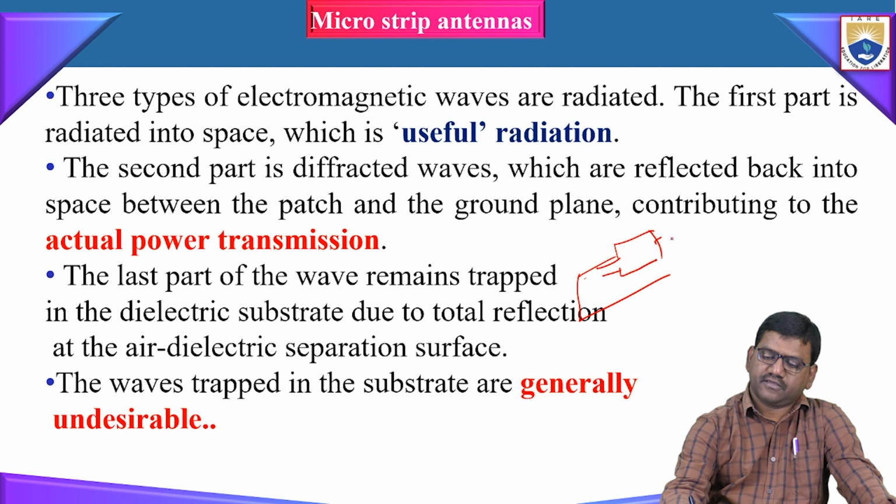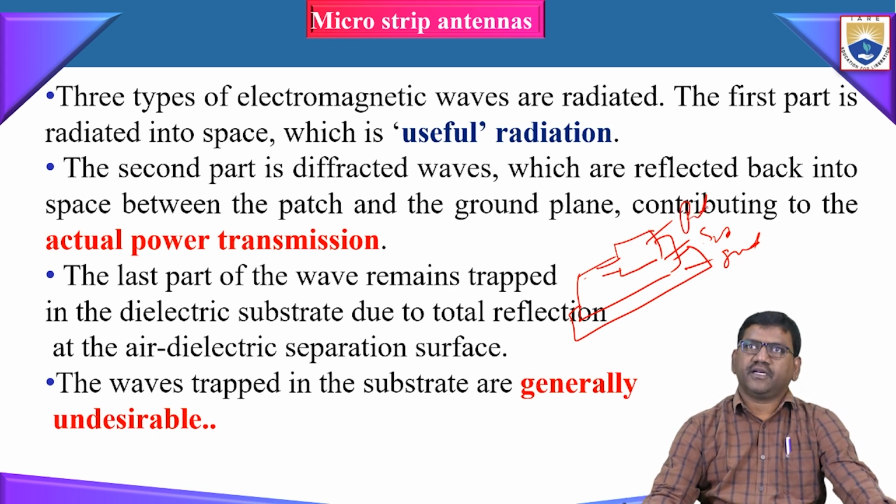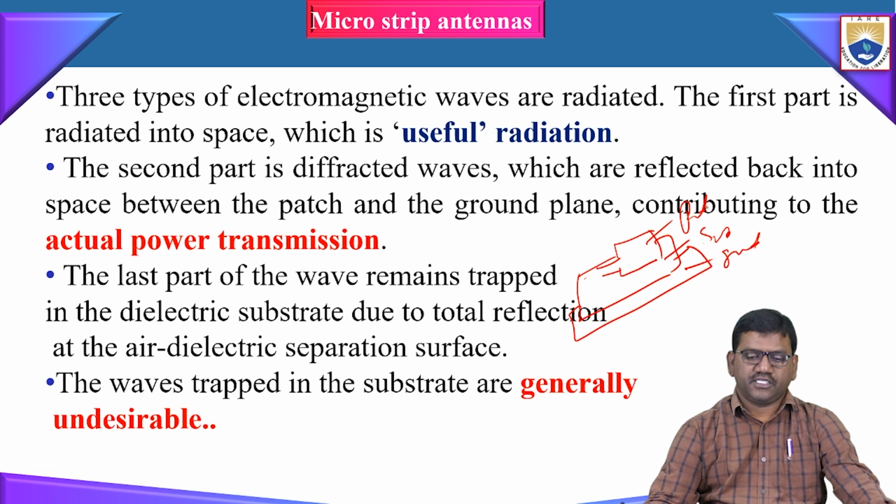This is the substrate, and this is the ground plane here. So this is the ground plane, and this is the substrate, and this is the patch. So there are three types of electromagnetic waves radiated. The first part is radiated into space, which is useful radiation.